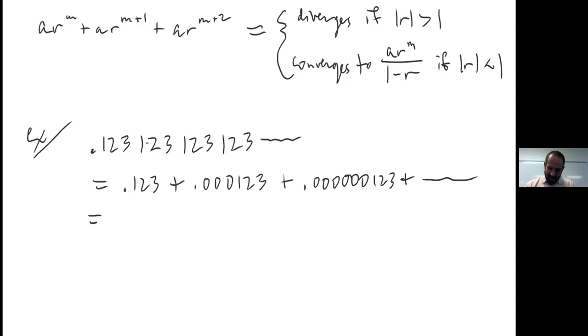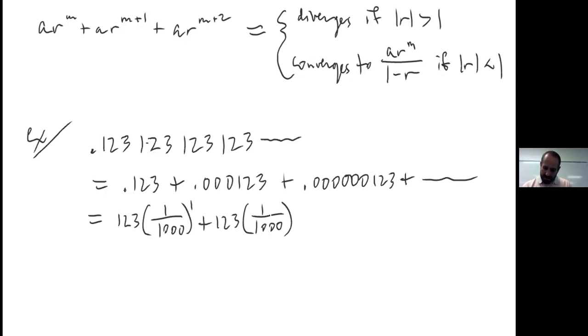And then I rewrite this as fractions. What's 0.123? That's 123. Let me take 2 steps at once. That's 123 times 1/1000th to the first power, plus what's the next one? 123 times 1/1000th to the second power, plus 123 times 1/1000 raised to the third power.